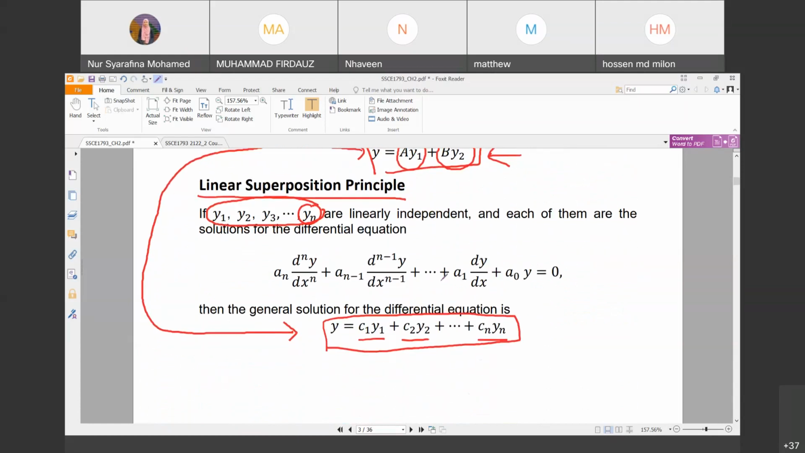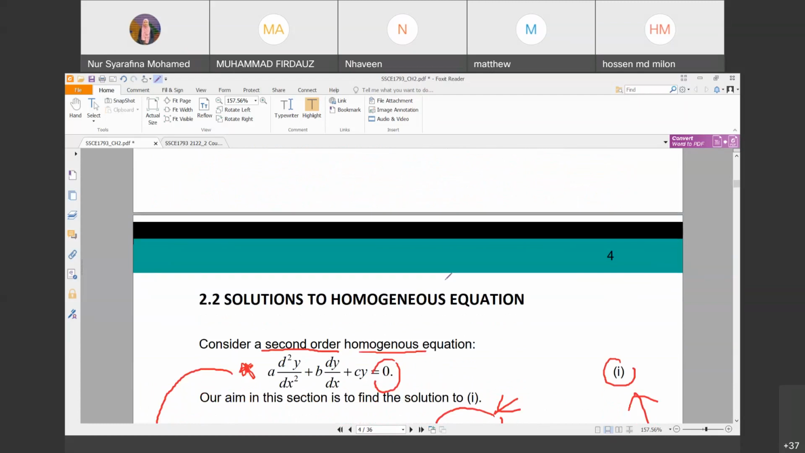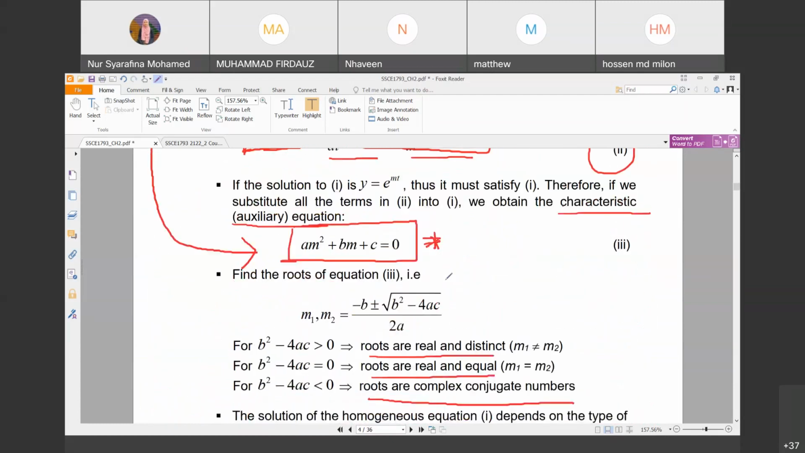All right, so now how can we find the solution? So, the solution to homogeneous equation. All right, let's take a look.